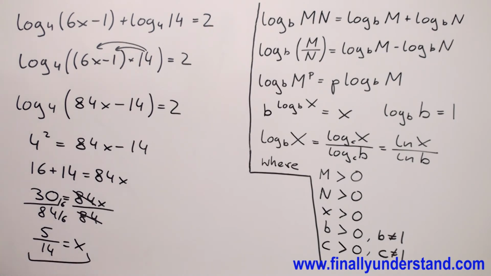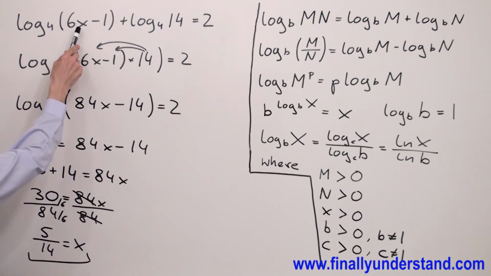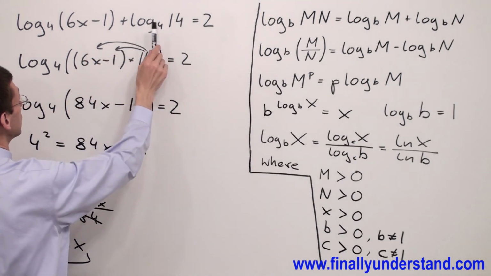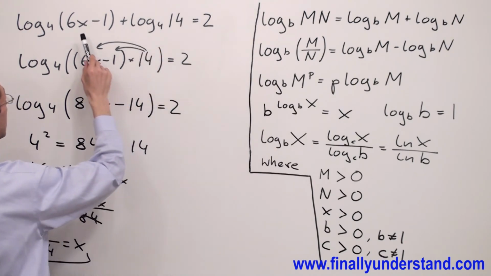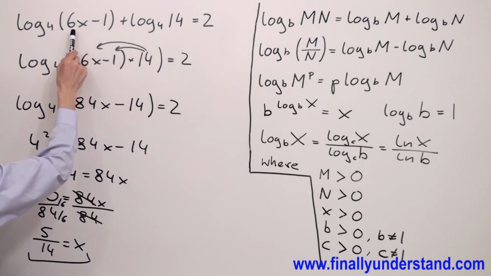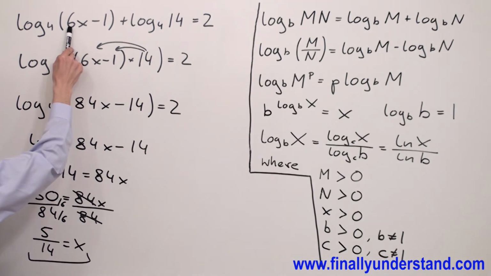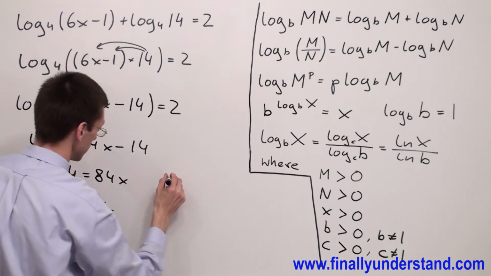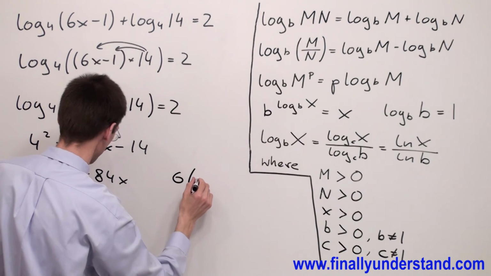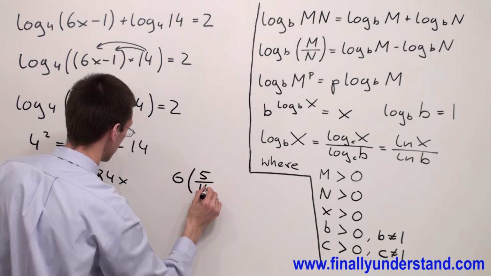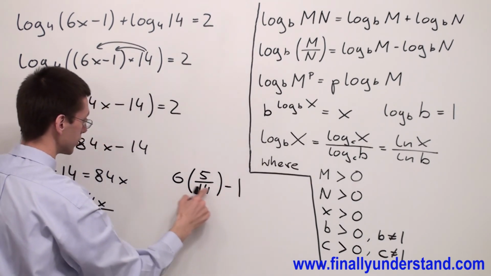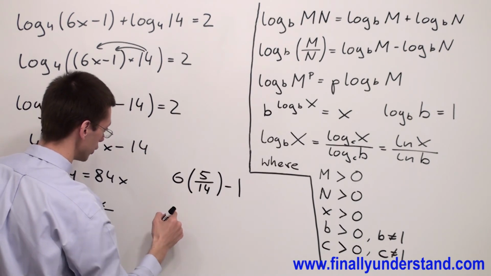X is positive. So let's check how it's going to work in our problem. The domain of this logarithm is already positive, so I don't care about this logarithm. I just care about the one with x. So I have 6 times 5 over 14 minus 1. This has to be greater than 0.